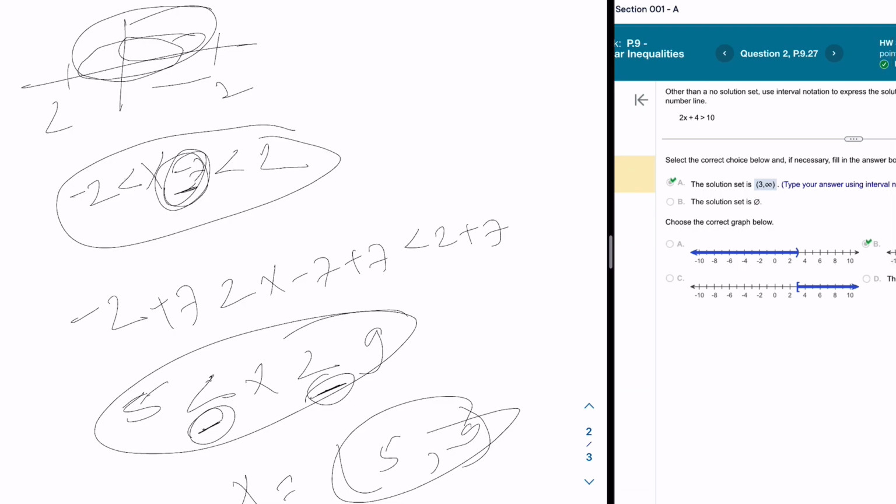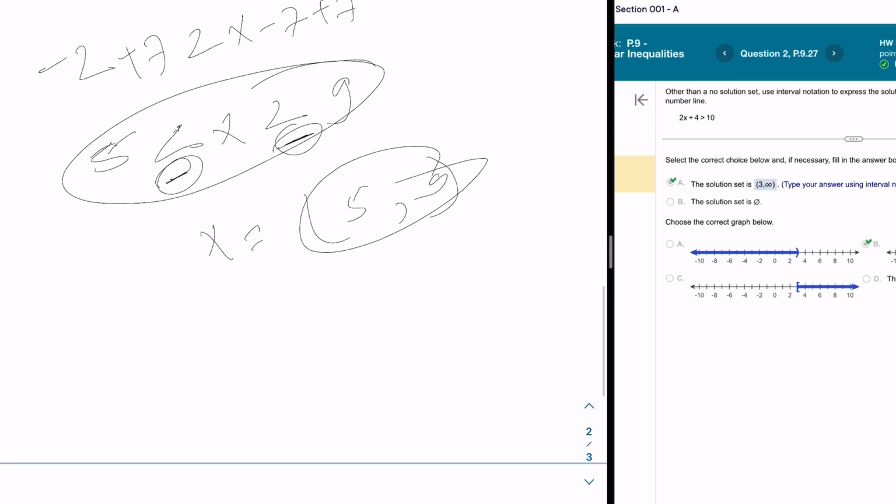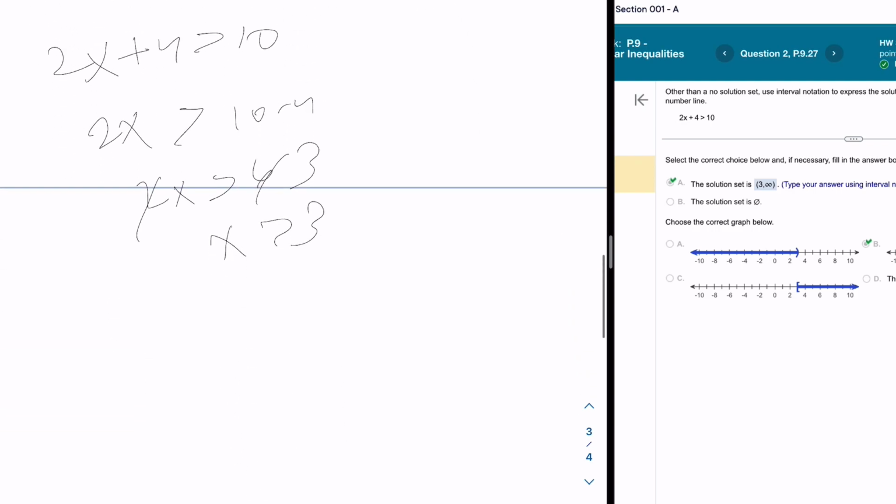The solution for the equation 2x plus 4 greater than 10. Solve for x. 10 minus 4 is 6, 2 ones are 2, 3 twos are 6, so x is greater than 3. So it will look like this: 0, 1, 2, 3. So x is greater than 3.